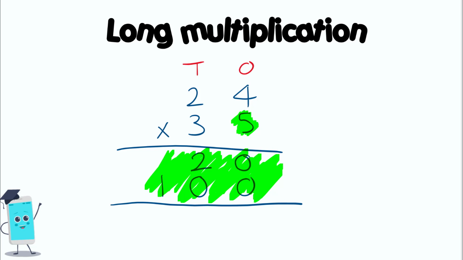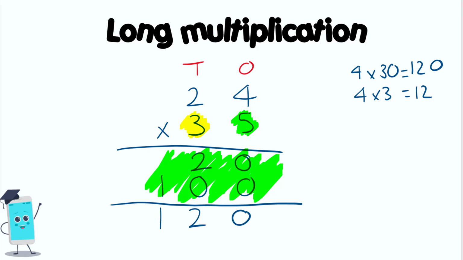Now I want to work with my 30. So I'm going to multiply all of 24 by 30. Now, when I start, I've got 4 1s times 3 10s. I need to remember that this 3 is worth 3 10s. So 4 1s times 3 10s, I'm basically doing 4 times 30. And if I know that 4 times 3 is 12, I know that 4 times 30 is 120. So I can write in my answer.